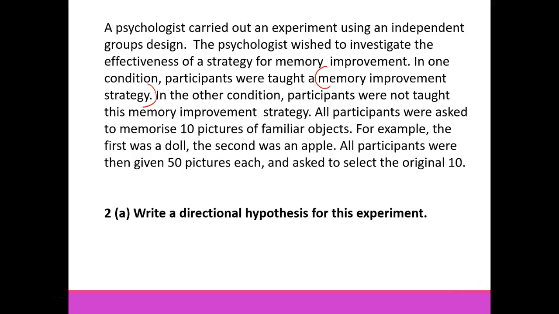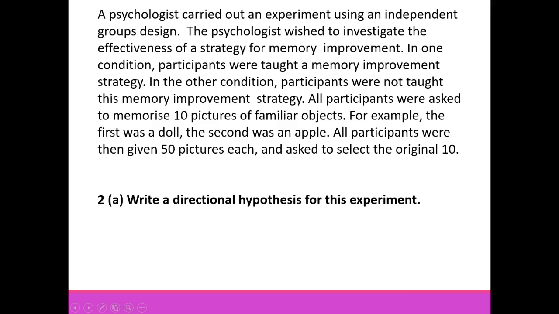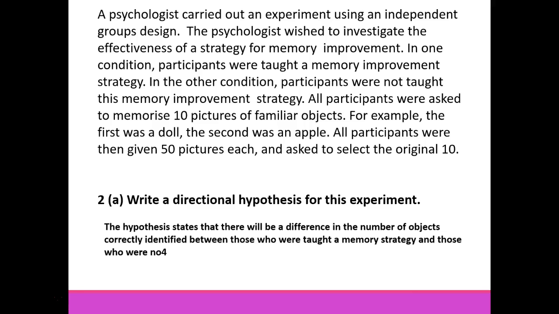The participants were then asked to memorise 10 pictures of familiar objects. For example, the first was a doll, the second was an apple. All participants were given 50 pictures each and asked to select their original 10. So our DV, what we're measuring, is how well they remember the original 10 objects. Okay, so our hypothesis might look like: the hypothesis states that there will be a difference in the number of objects correctly identified between those who were taught a memory strategy and those who were not.